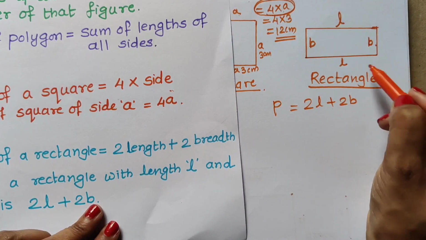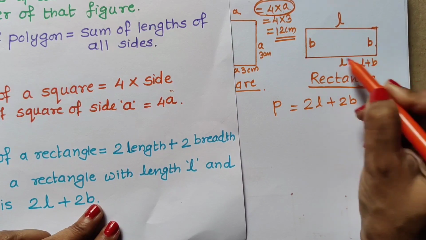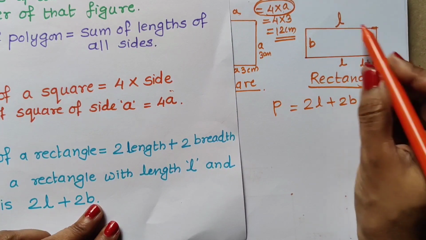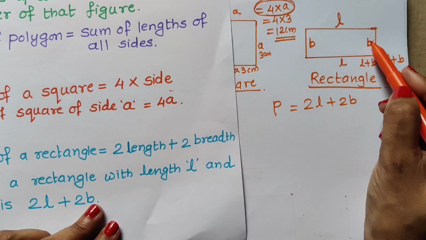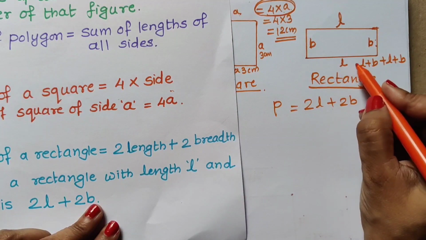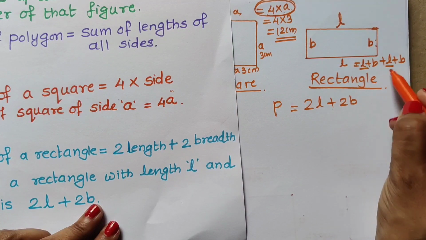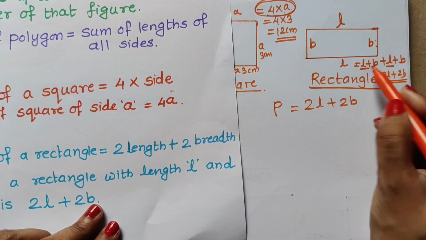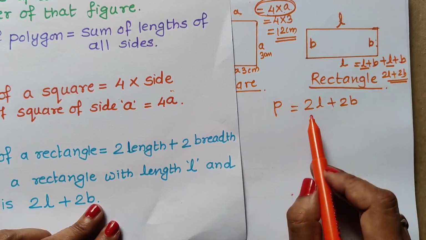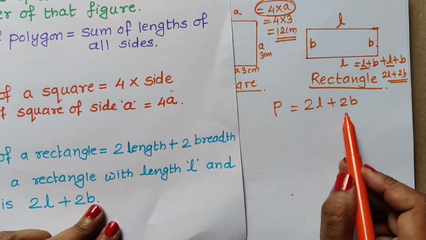So if you add, this will be L plus B plus L plus B, correct? L plus B plus L plus B. So again we will be getting the same thing. L plus L is 2L and B plus B will be 2B. So instead of doing all this addition, directly we can apply the formula 2L plus 2B.